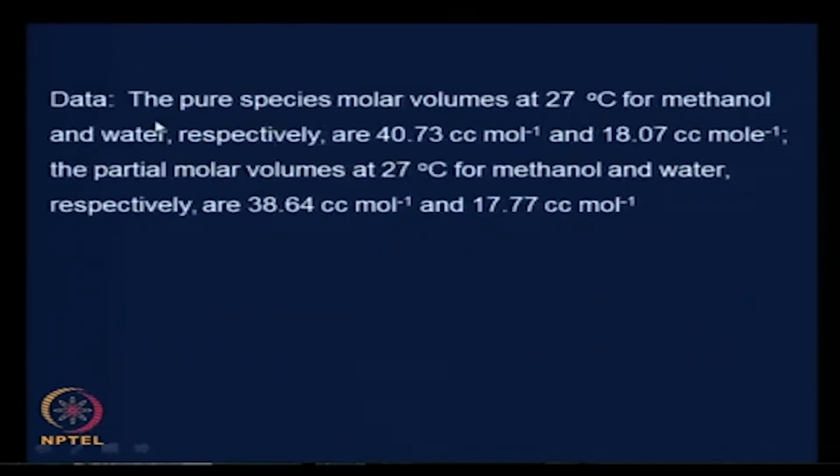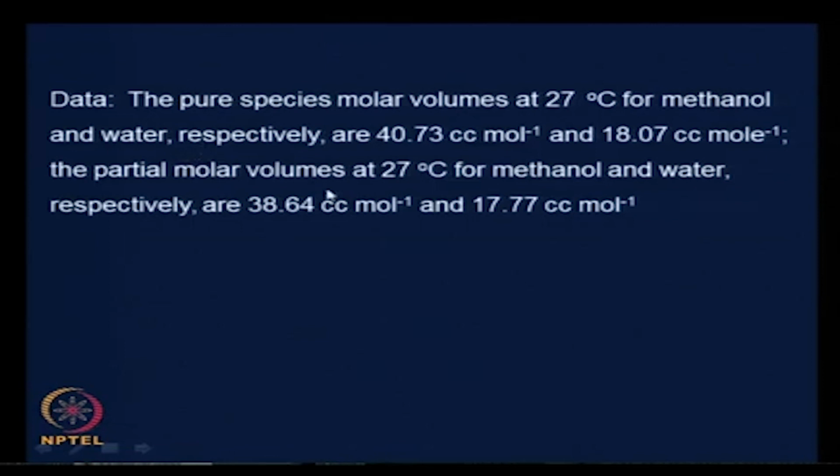The data is that the pure species molar volumes at 27 degrees C for methanol and water are given, that is 40.73 centimeter cube per mole for methanol and 18.07 centimeter cube per mole for water. I think we said we will remember this value, 18.07 cc per mole for water.